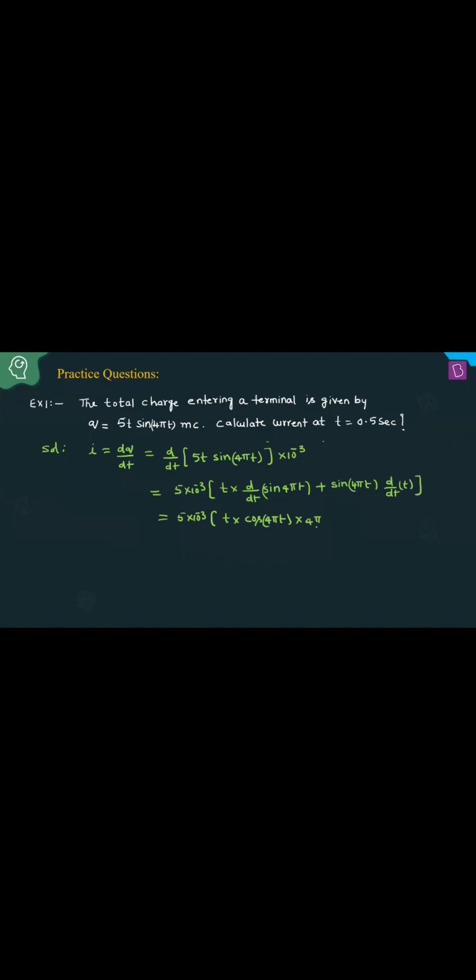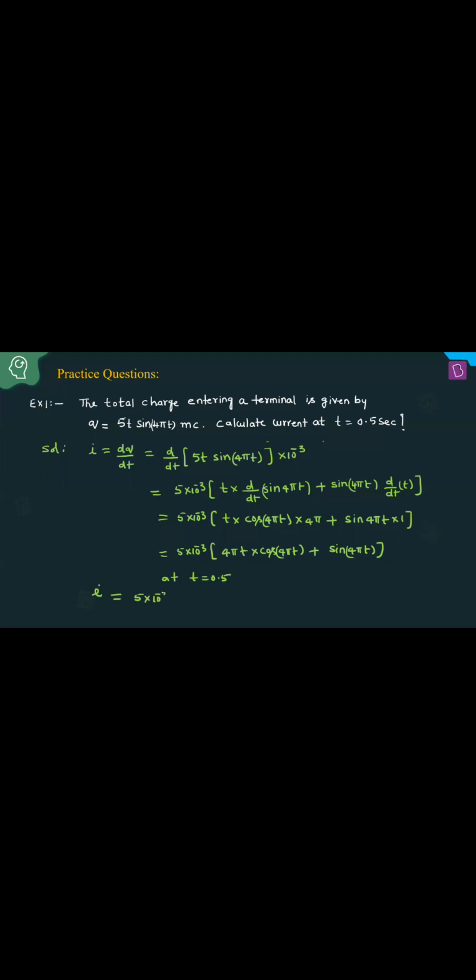It's correct. Again, differentiating sin 4 pi t, with t constant, the differentiation of t is 1. Then i equals 5 into 10 power minus 3, times 4 pi t cos 4 pi t plus sin 4 pi t. Substitute t equal to 0.5. How to find the current at t equal to 0.5? Then what is the current, students?